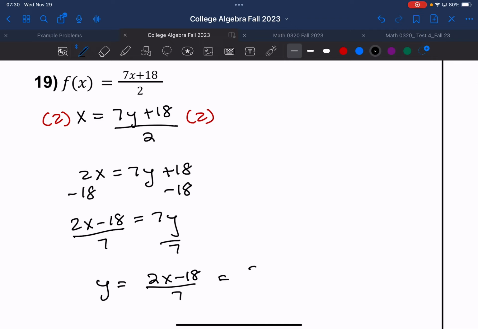Or I could write this as 2 over 7x minus 18 over 7. Both would be correct, whether you give the 7 to just the entire thing as a whole or divide by 7 by each term. These are the same answers.